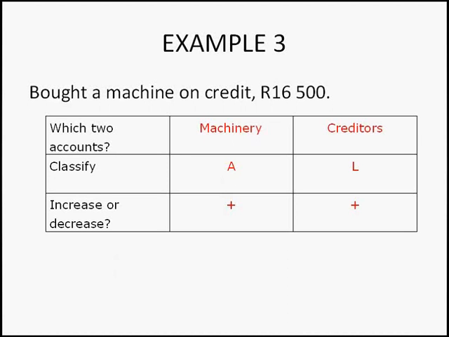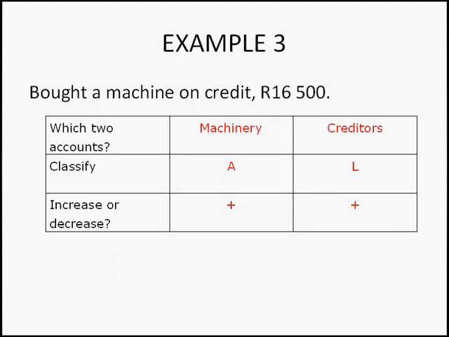What happens? Question number 3, does it increase or decrease? Does it get more or does it get less? Well, when I buy a machine, I have an additional machine, which means that my assets increased. I have more of it now. And on the other hand, when I buy something on credit, it also means that I owe more money, which means that my creditors increase because I now still have to pay these people at some stage. So in this case, both assets and liabilities increase.